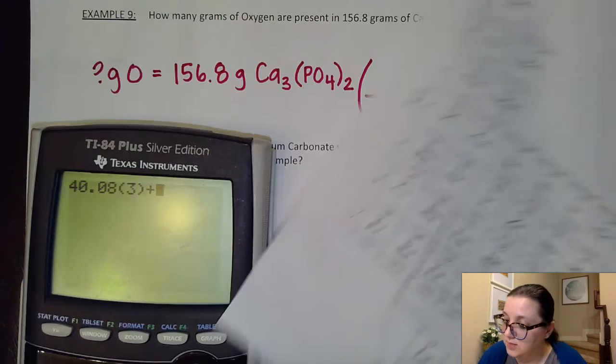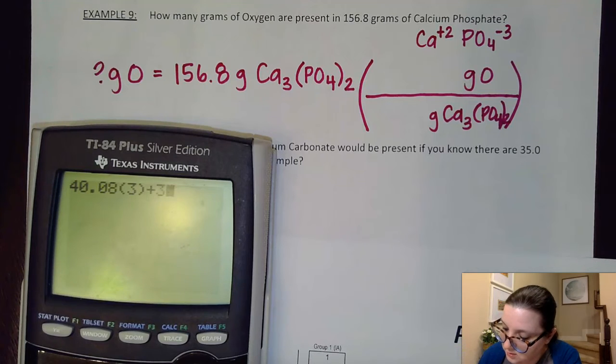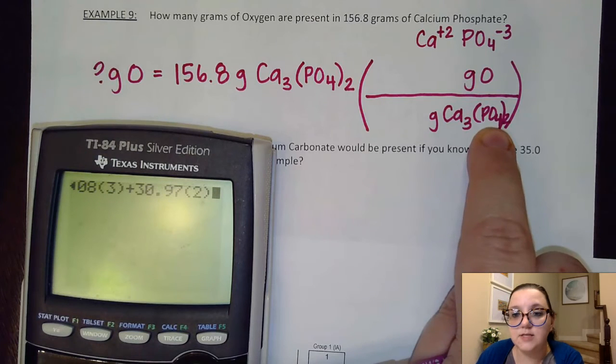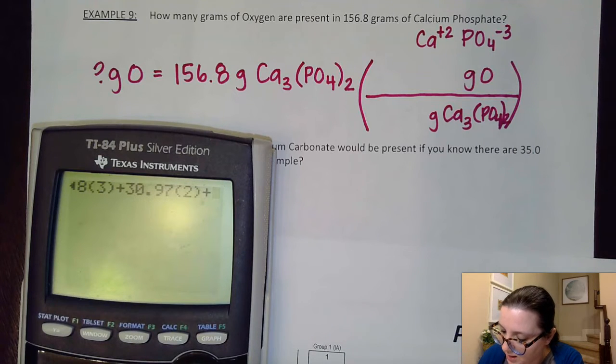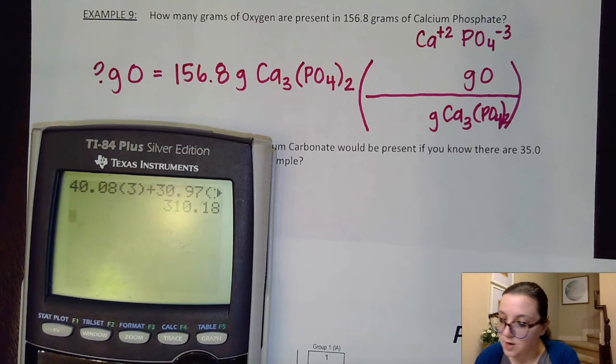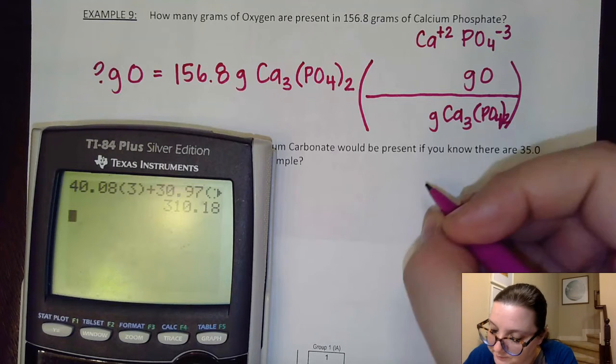And so I'm going to take that and multiply that by 2. Our oxygens here is 4 times 2, so that's going to be a grand total of 8 of those. So I'm going to have my 16 for my oxygen times 8. And I get a total molar mass there of 310.18.